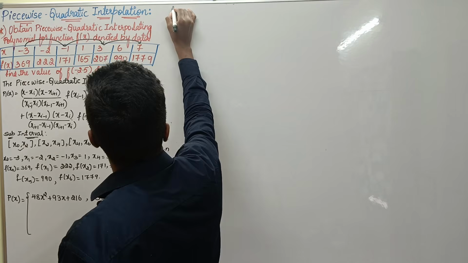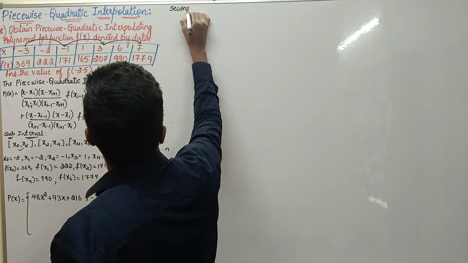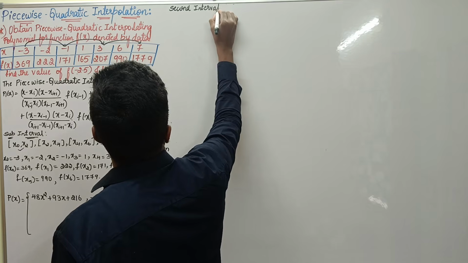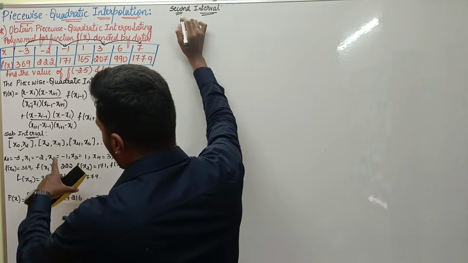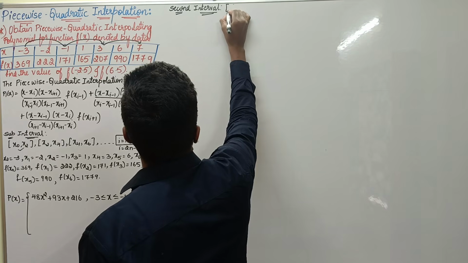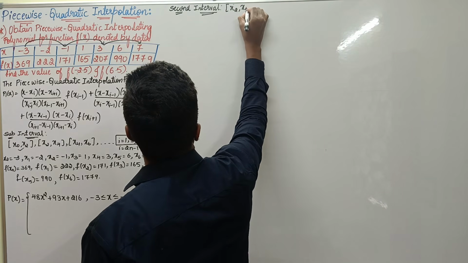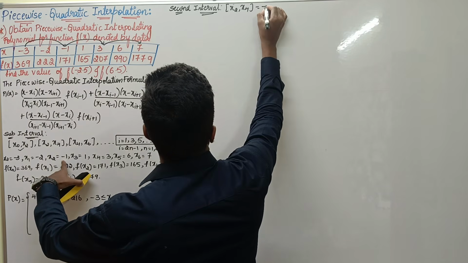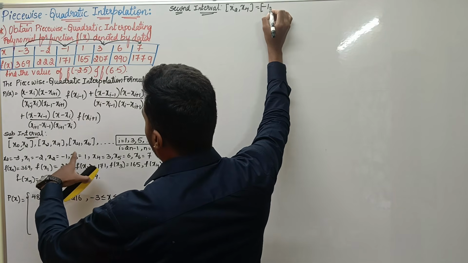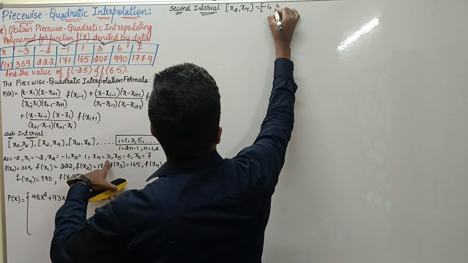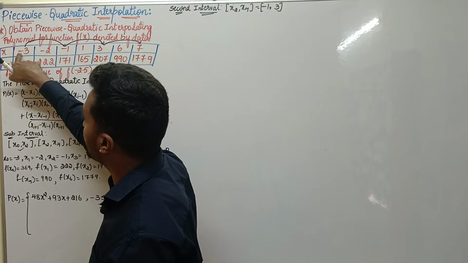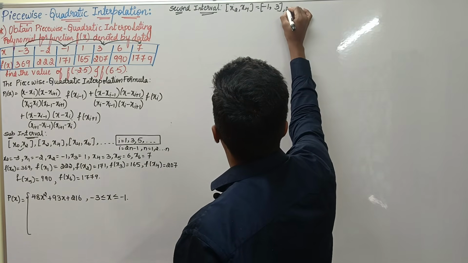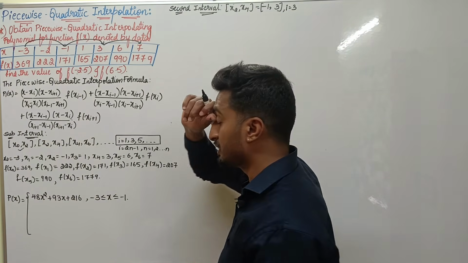Now see, for the second subinterval, I need to consider x2 comma x4. What is x2? x2 is minus 1, and x4 is 3. My first subinterval we found is from minus 3 to minus 1. Next, I have minus 1 to 3. Minus 1 to 3, where I equal to 3.